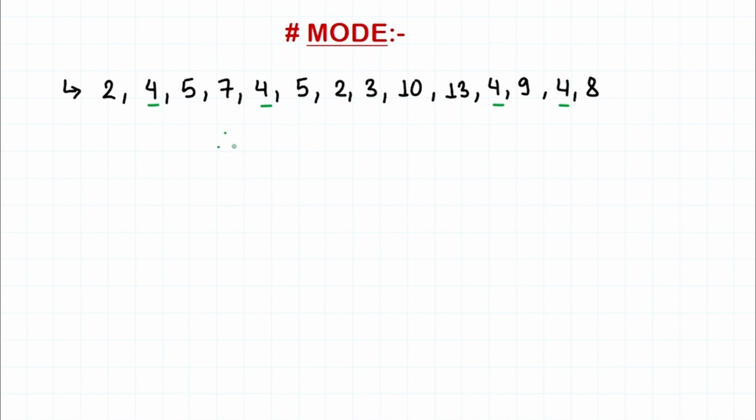And that's it. That's our mode, okay? So our mode is equal to 4. The most repeating item of our data set is our mode. And that's it, done. That's how you find the mode of individual data, okay?